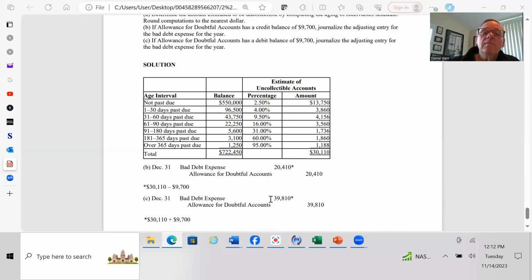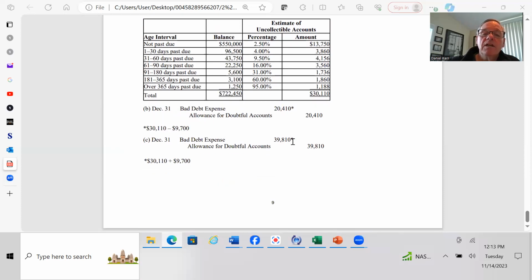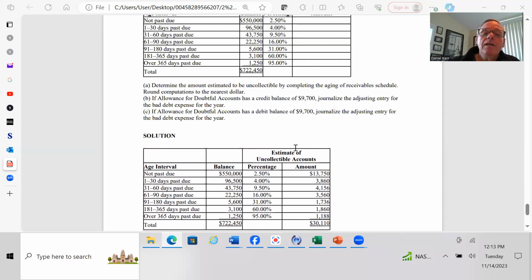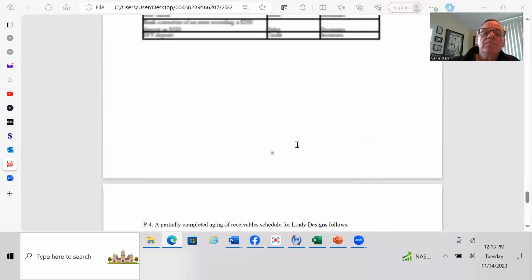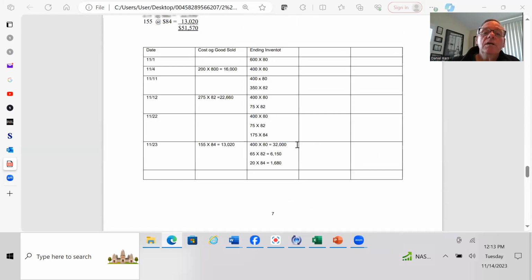And in the last one here, what if the balance had a debit balance? If it had a debit balance, then you had to totally wipe out that debit balance. So it would have been 30,110, which is the balance you want to get it up to, plus you've got to wipe out that debit balance. So it's actually 39,810.